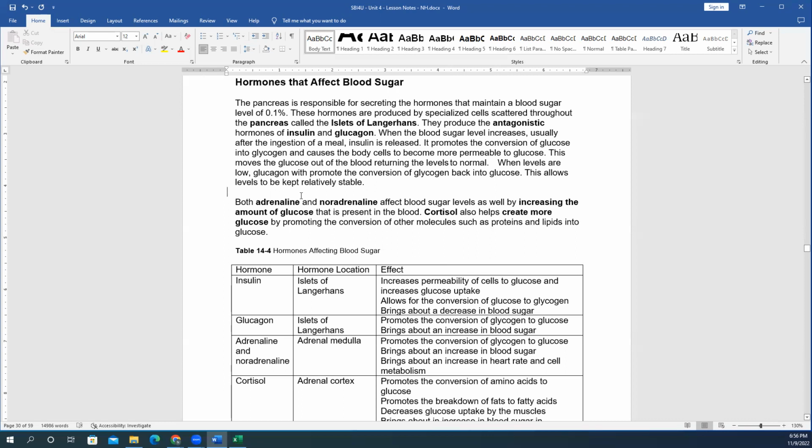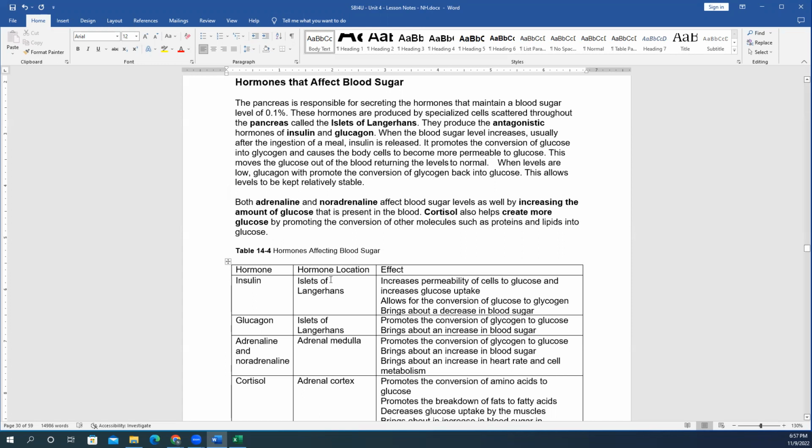And also, the hormones adrenaline and noradrenaline, also known as epinephrine and norepinephrine, also affect blood sugar levels by increasing the amount of glucose that is present in the blood. And the hormone cortisol also helps to create more glucose, again by promoting the conversion of different types of nutrient molecules, such as proteins and lipids, into glucose. So these hormones all together really help to control blood sugar levels, to keep them around the normal 0.1%, or to help to increase them in response to stress.